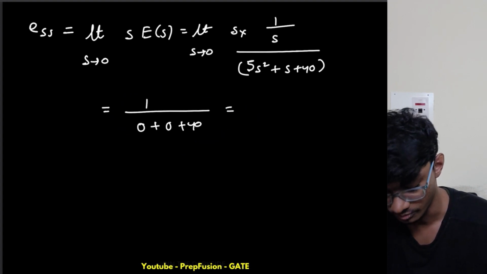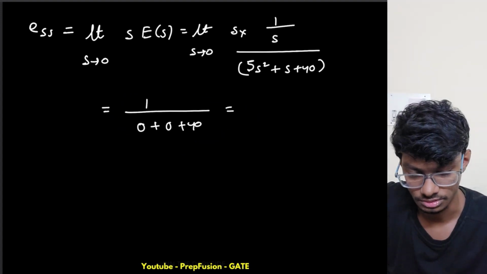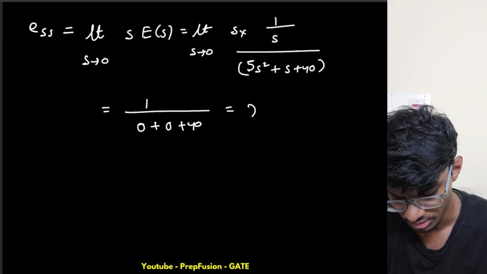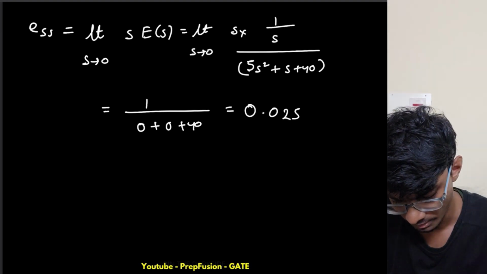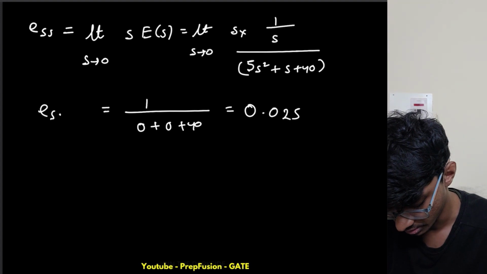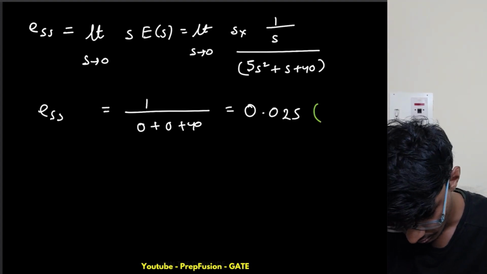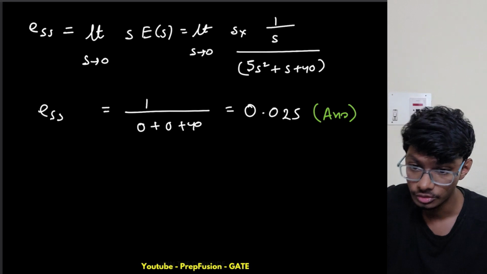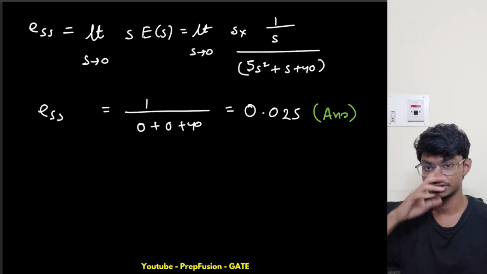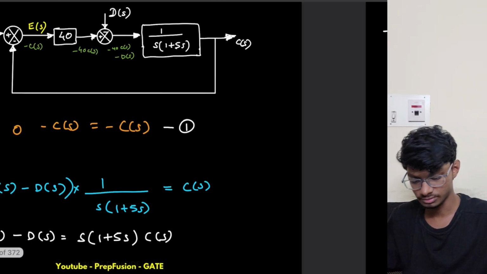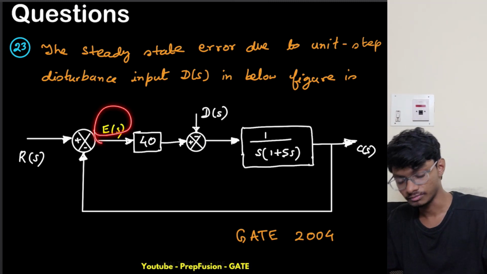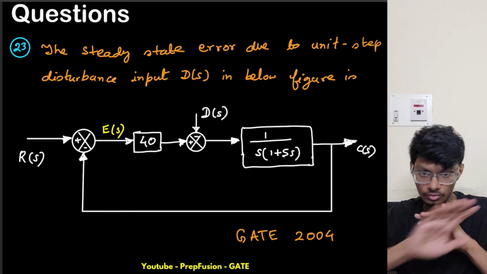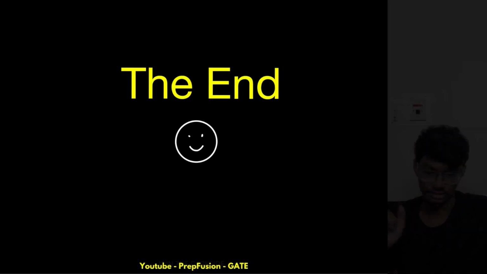Now what is 1 by 40? 1 by 40 is simply equal to 0.025. This is my steady state error, so this is my answer. So you don't need to do anything fancy. Whenever you see disturbance, just calculate the error at this node using the Laplace transform, and then use the final value theorem. Don't need to do anything fancy, so just keep that in mind.